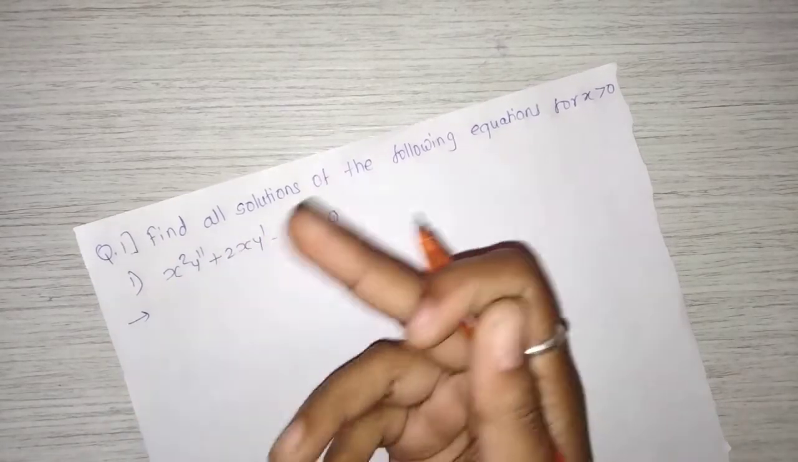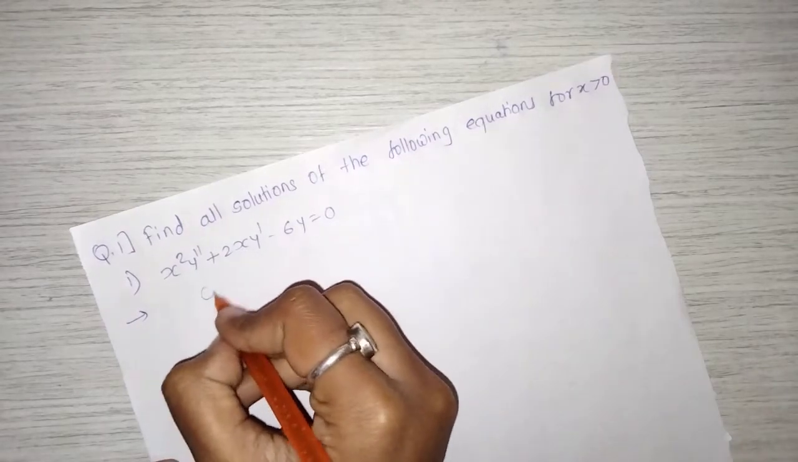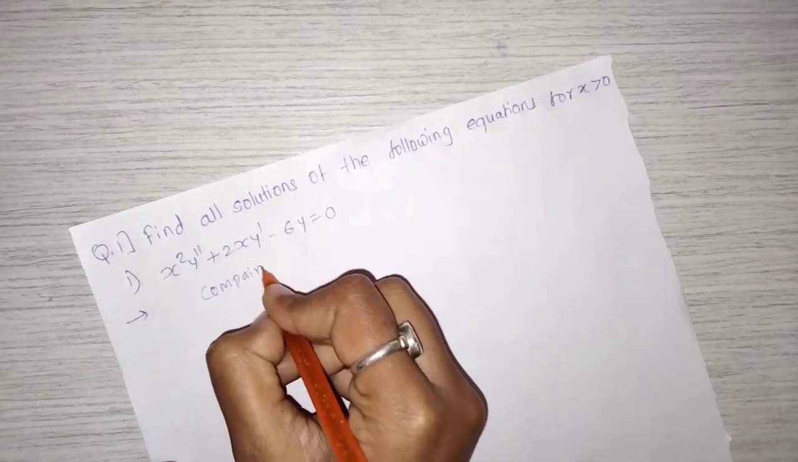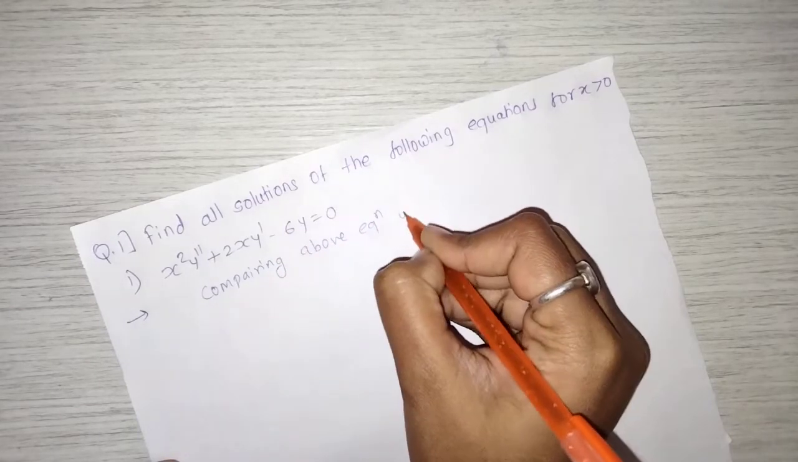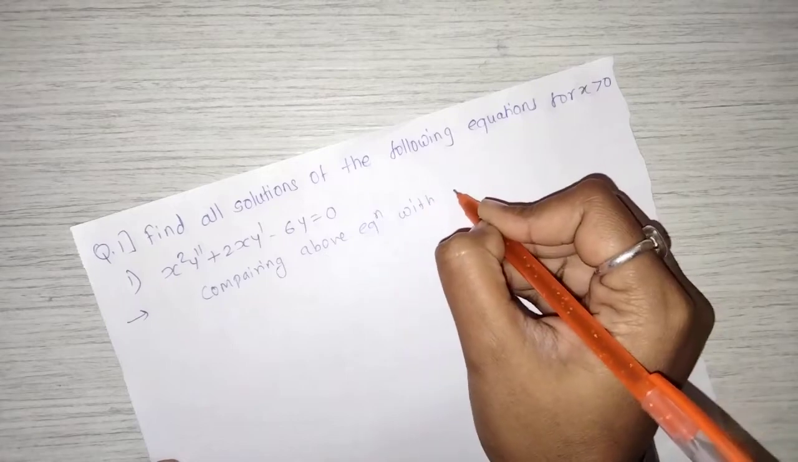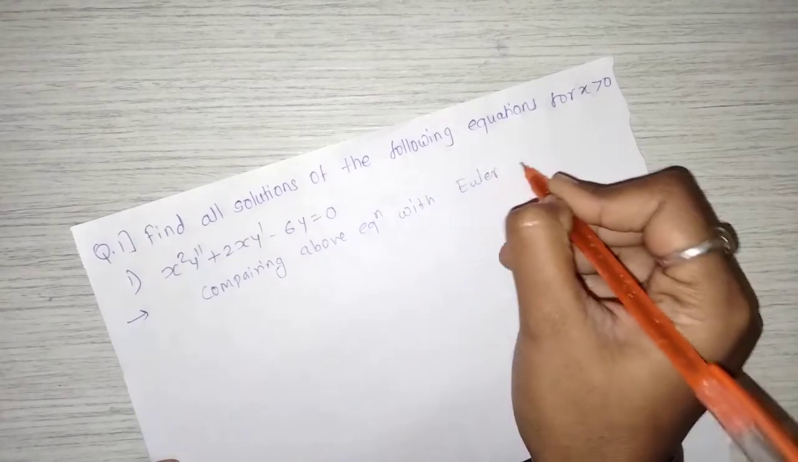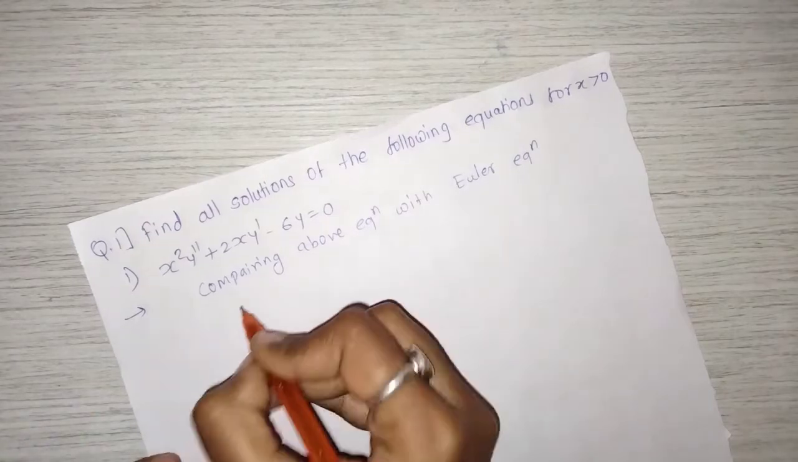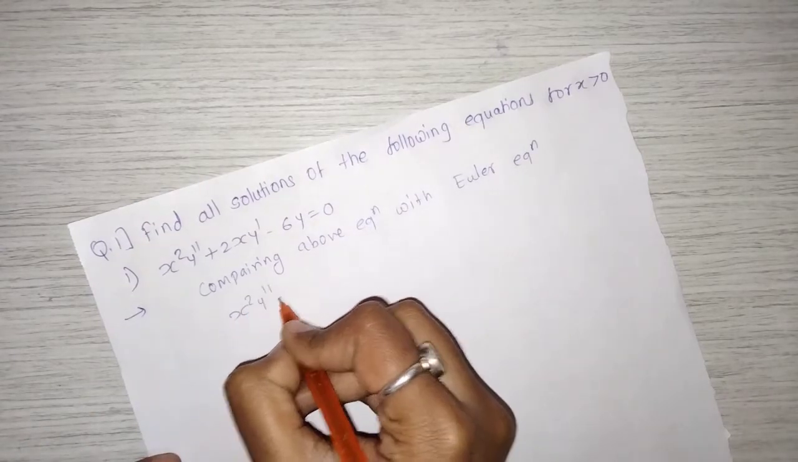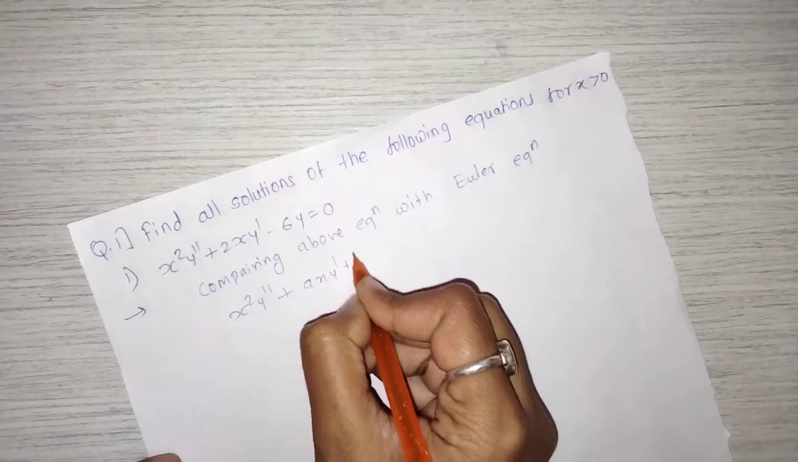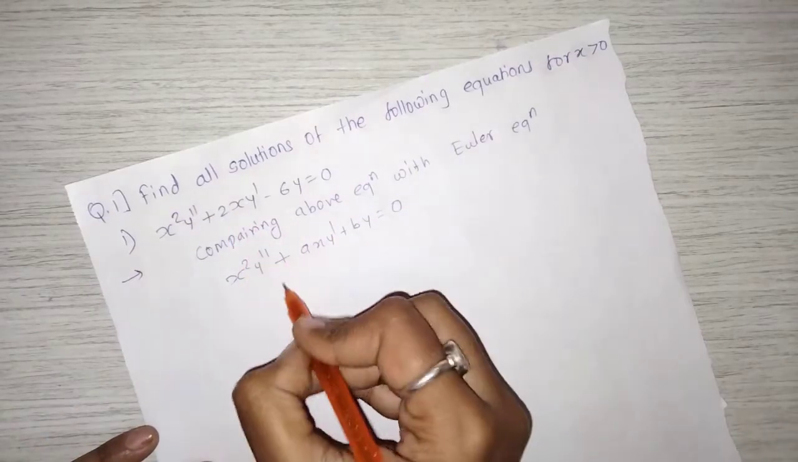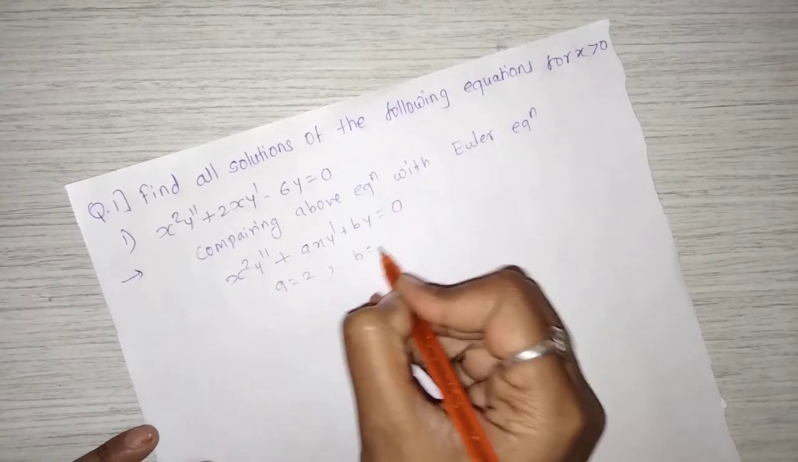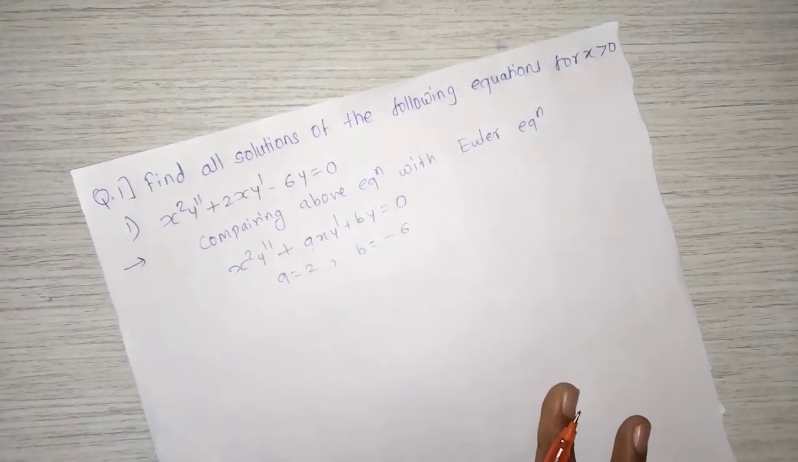Now comparing this equation with the Euler equation. The Euler equation is nothing but x squared y double dash plus a x y dash plus b y equal to 0. Now here a equal to 2 and b equal to minus 6, and we know that the indicial polynomial means the characteristic polynomial.